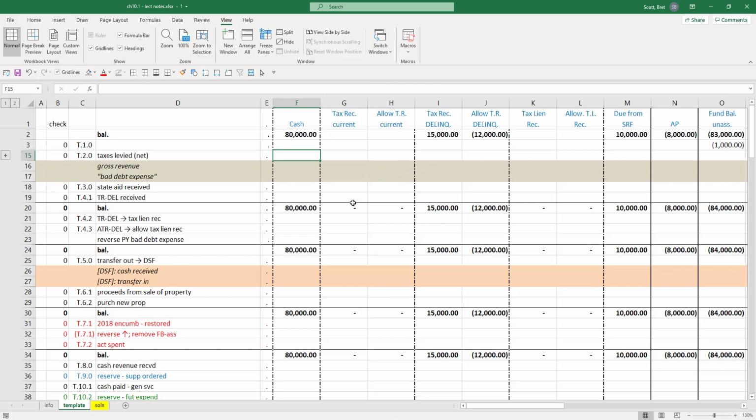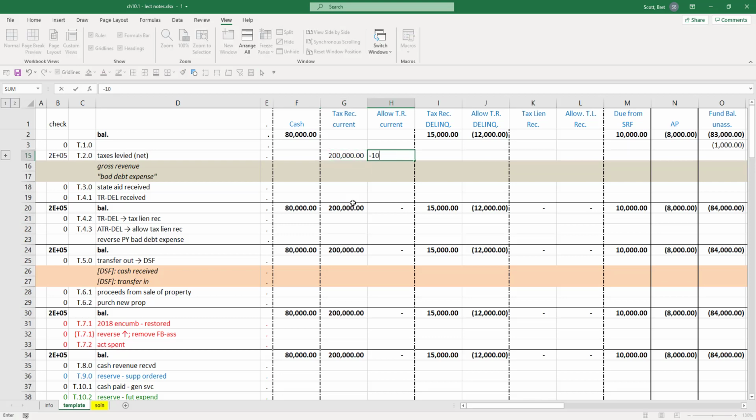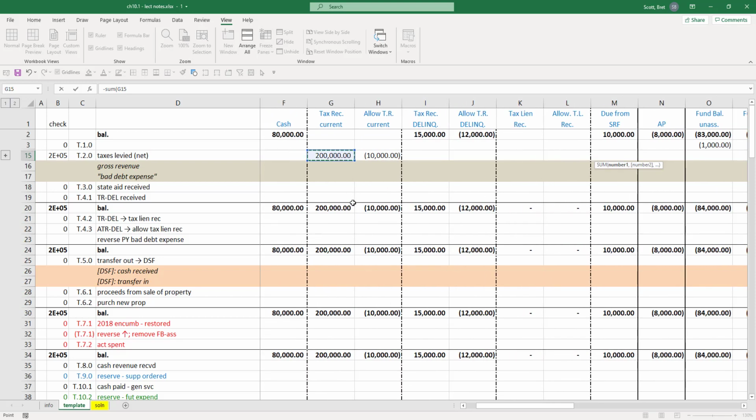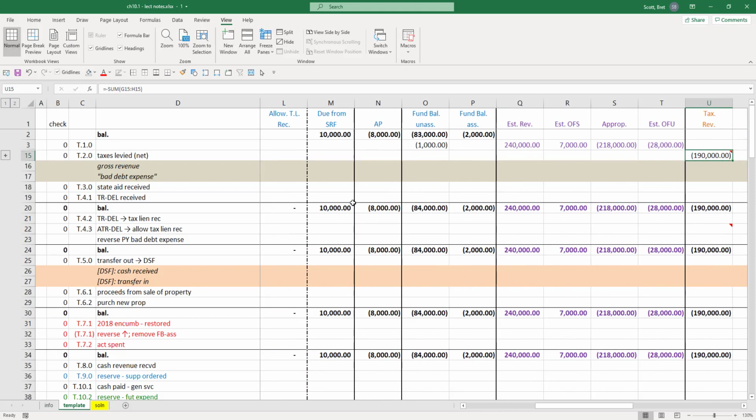So let's go up here. Tax receivable current. So these are current year 2019 estimated amounts that people owe us. So 200 million. And then we have the estimated amount that we might not collect. Over in the far right, we're going to actually record in tax revenue the net of those. $190. And again, 190 is the net tax revenue we're recording.